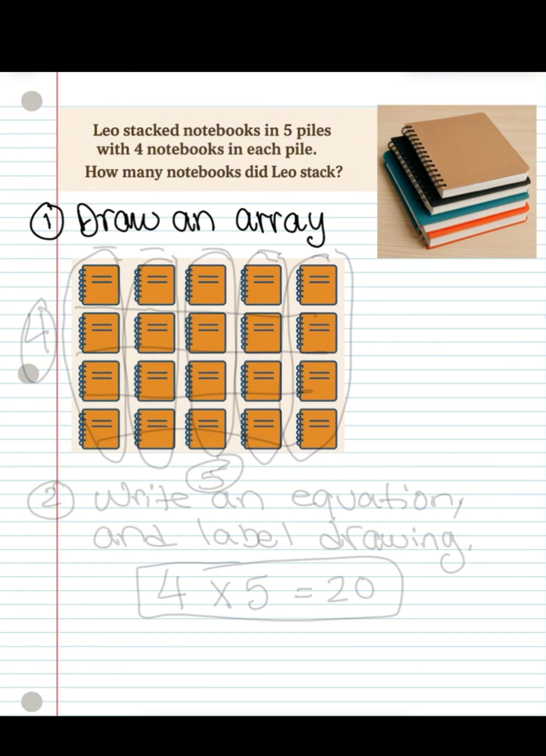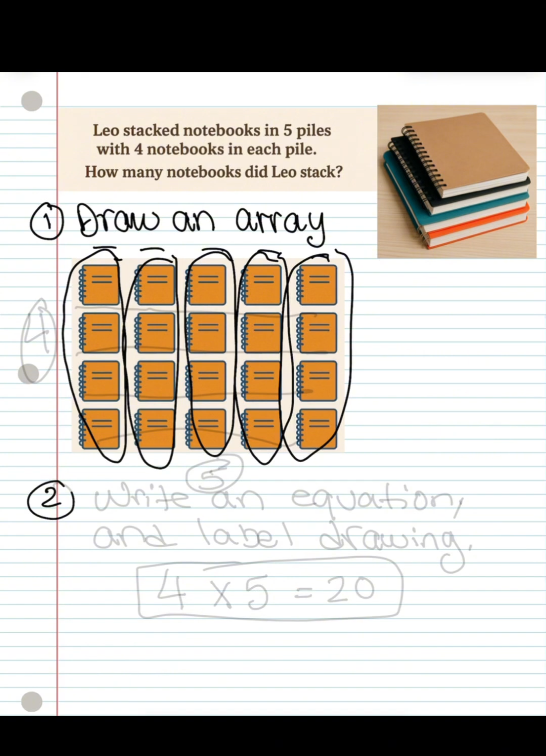So drawing that out, we have 5 piles. So we have 1, 2, 3, 4, 5, and then 4 notebooks in each pile. So writing an equation, how many rows do we have? And I would actually say write an equation and label the drawing, because labeling the drawing will help you think about what equation you need to write.